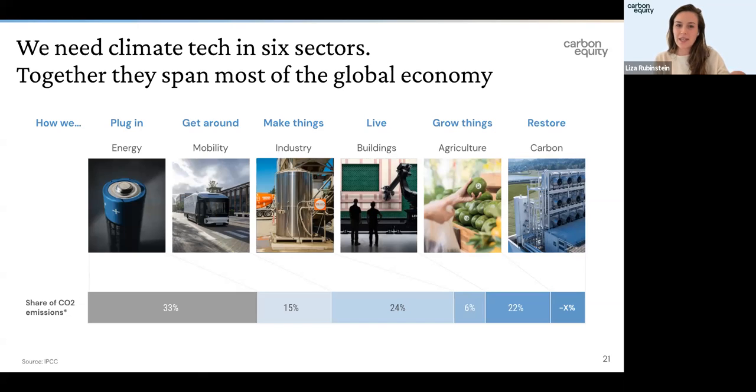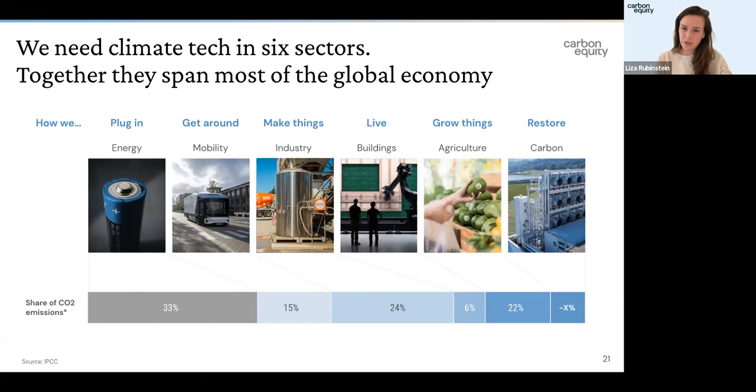A very important component is how we make things, our industry. There's a lot of materials we produce to build, to wear, to sit on. But a very big part of it is, for example, concrete. It's about 8% of global emissions. Steel and other metals is another 5%. We're talking about plastics. We're talking about waste management. It's a very diverse sector.